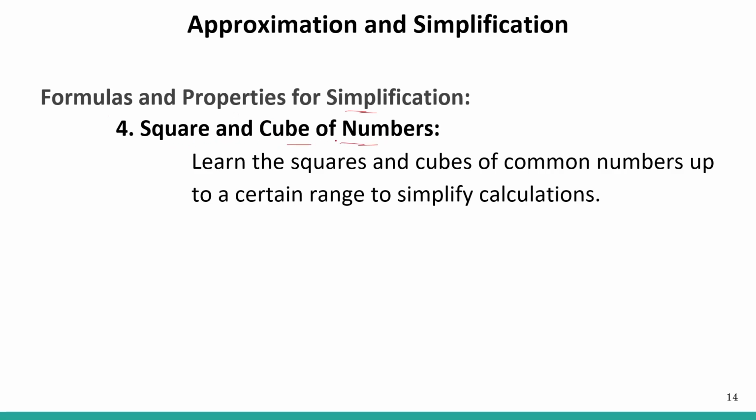What are square and cube of numbers? Learn the square and cube of common numbers up to a certain range to simplify calculation. So 2 square is equal to 4, whereas 2 cube is equal to 8. 3 square is equal to 9, 3 cube is equal to 27, 4 square is equal to 16, 4 cube is equal to 64, 5 square is equal to 25, 5 cube is equal to 125, 6 square is equal to 36, 6 cube is equal to 216.